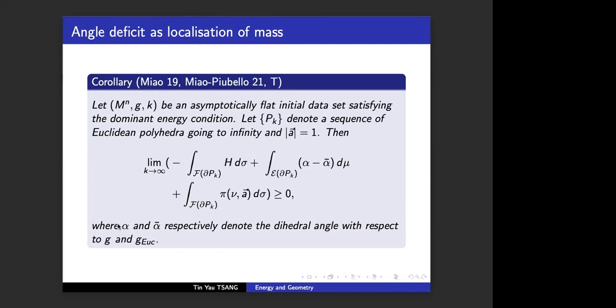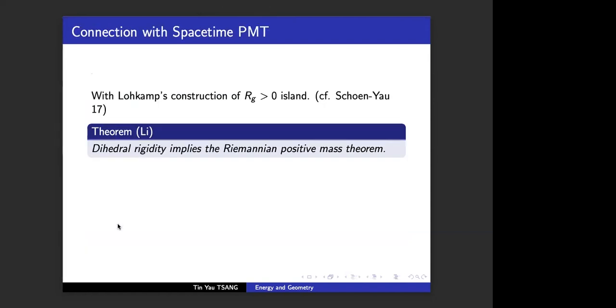And then correspondingly, if we add the pi term there, and if we assume the dominant energy condition, then by the space-time positive mass theorem, we can tell that this quantity, because the first line will approach the energy and the second line will approach the momentum P, is non-negative. Okay.